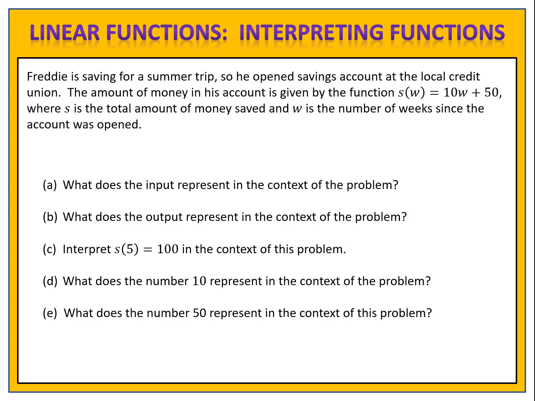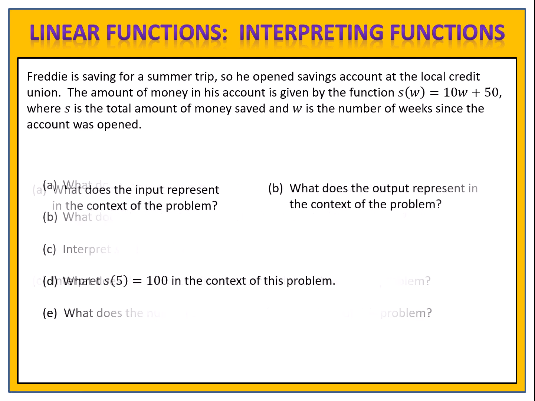The next exercise is for you to try. Freddie is saving for a summer trip, so he opened a savings account at the local credit union, which is similar to a bank. The amount of money in his account is given by the function S of W equals 10W plus 50, where S is the total amount of money saved and W is the number of weeks since the account was opened. There are 5 questions for you to answer. Please pause the video here, see if you can answer these questions, and come back when you're ready to check your answers.